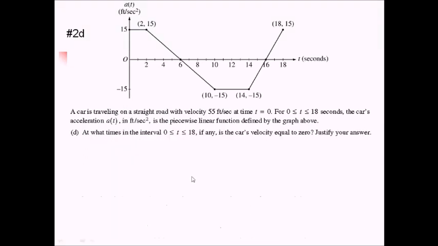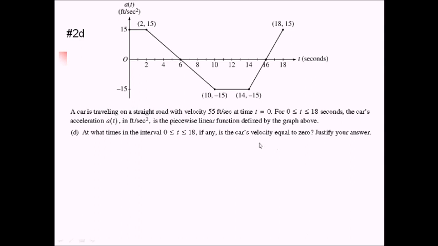For this last part of the problem, we want to know at what times on our interval, if any, is the car's velocity equal to 0? Justify your answer. Now the key on this one is "if any." So there's at least the possibility they're opening the door for here that maybe this doesn't happen at all.